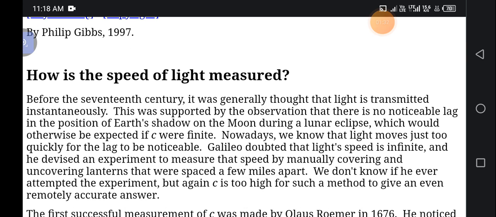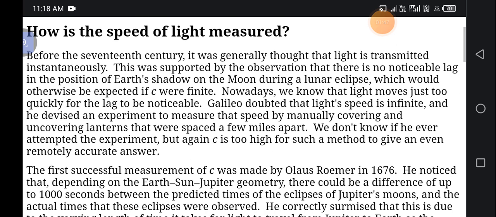How is the speed of light measured? Before the 17th century, it was generally thought that light is transmitted instantaneously. This was supported by the observation that there is no noticeable lag in the position of the Earth's shadow on the Moon during a lunar eclipse, which would otherwise be expected if c were finite. Nowadays, we know that light moves just too quickly for the lag to be noticeable.